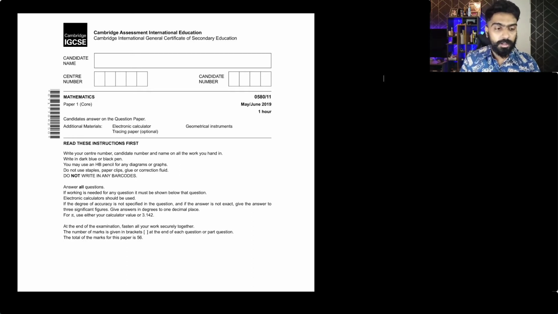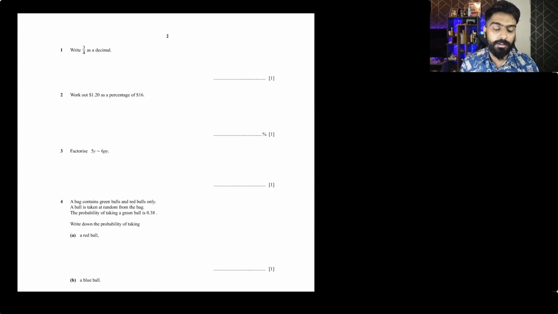We totally have 1 hour, and we can use geometrical instruments, electronic calculator and tracing paper. So let's get to the first question, boys and girls. First one, we got to convert 3/4 as a decimal. If you use a calculator, or if you don't want to use a calculator, we know that 3 divided by 4 is immediately 0.75, right guys, 0.75.